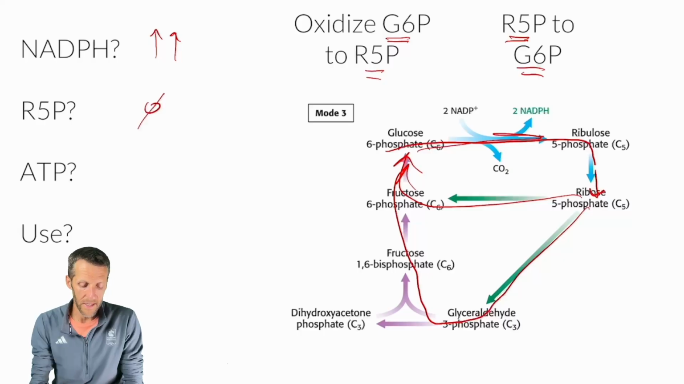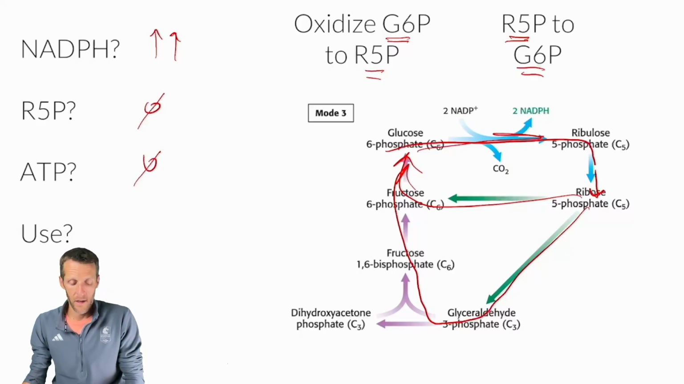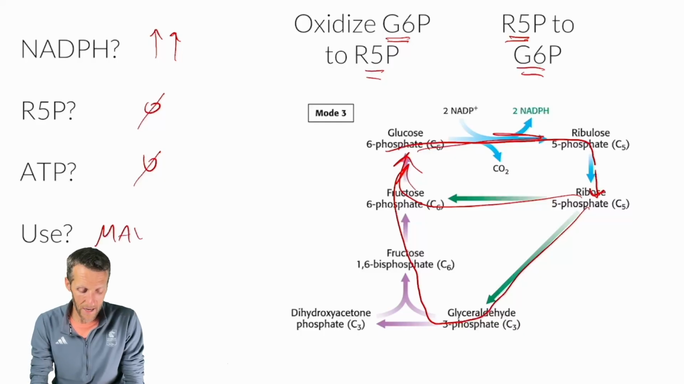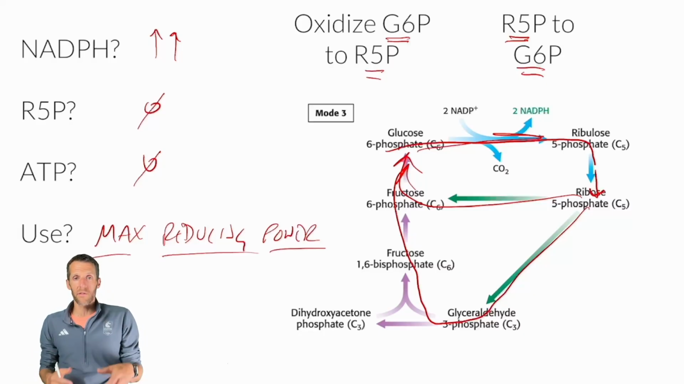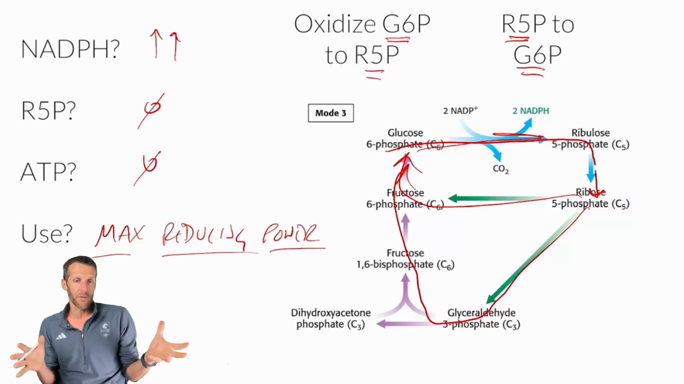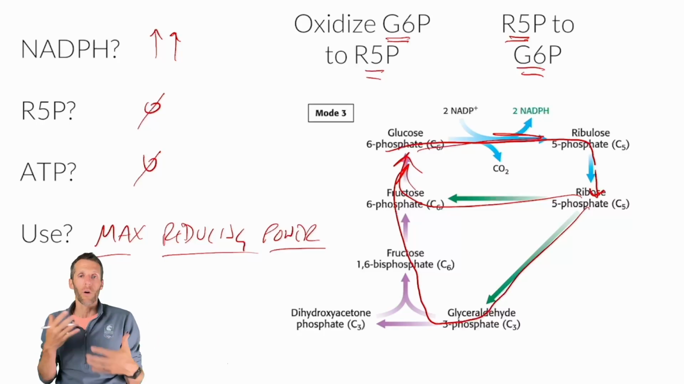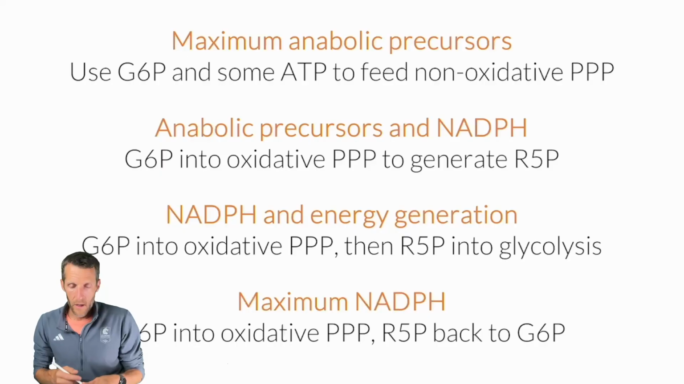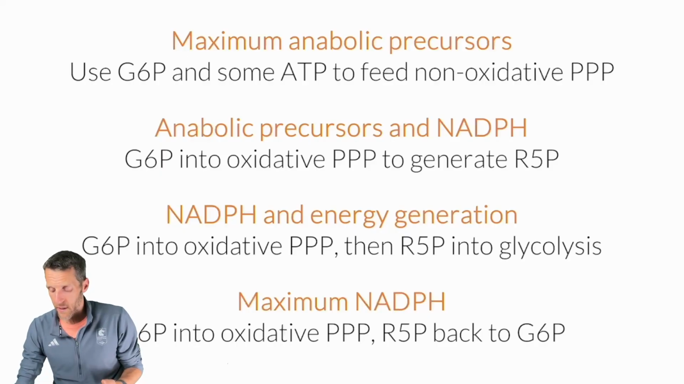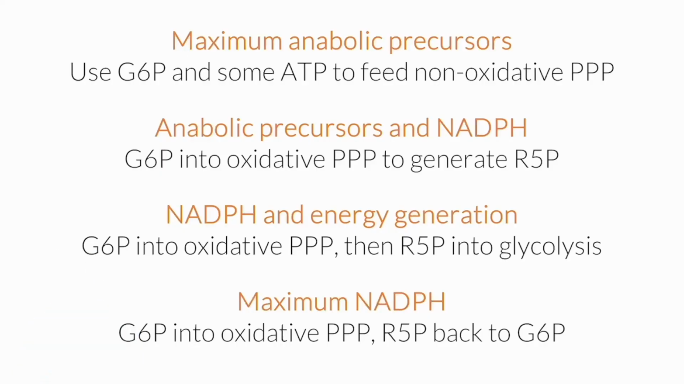R5P, we're not making any. ATP, we're not making any. What is this doing for us? This is max reducing power. This would be a cell that all they need is to deal with, say, oxidative stress in the environment. So they're just making a ton of NADPH, and they're doing it by completely recycling every R5P back into G6P. So these are 4 different ways you might operate the network.